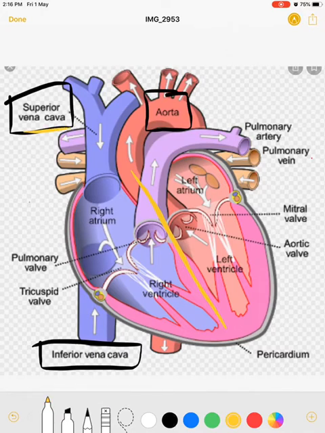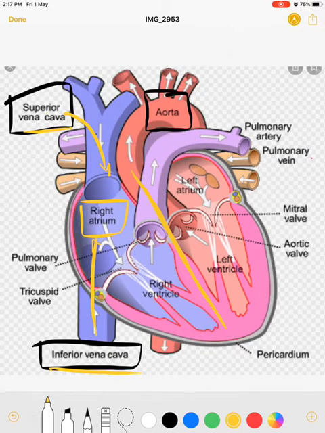Superior vena cava collects the blood from the upper portion of the body. Inferior vena cava collects the blood from the lower portion of the body. First the blood comes into the right atrium. Both of them open into the right atrium. So the right atrium collects the deoxygenated blood.